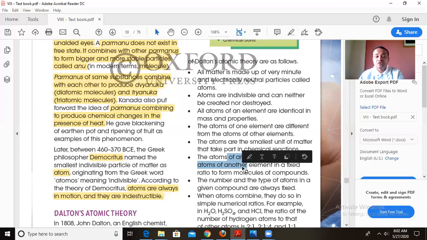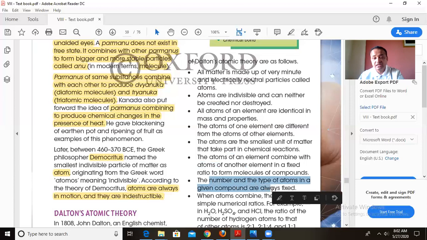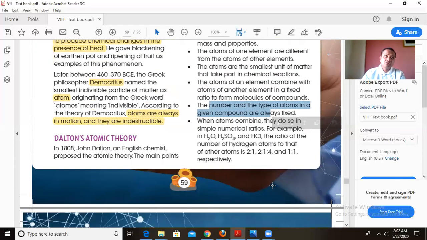They can combine very easily, so a chemical reaction takes place over there. The number and types of atoms in a given compound are always fixed. In India, the table salt that we eat consists of NaCl, sodium chloride.